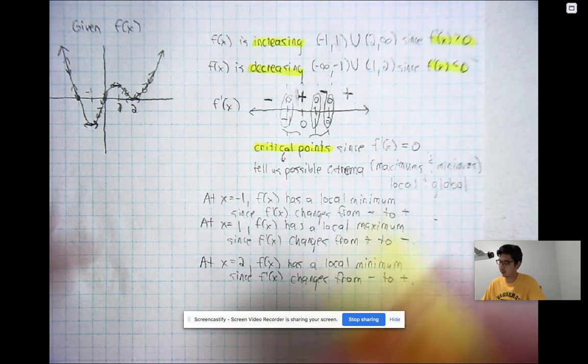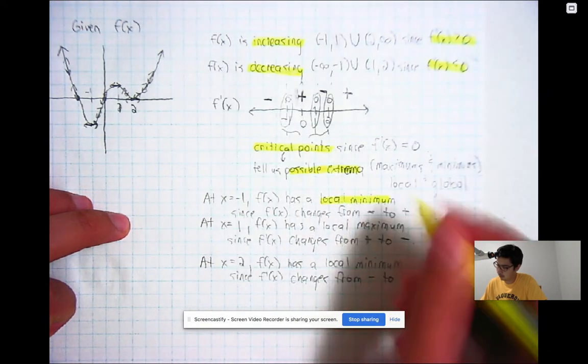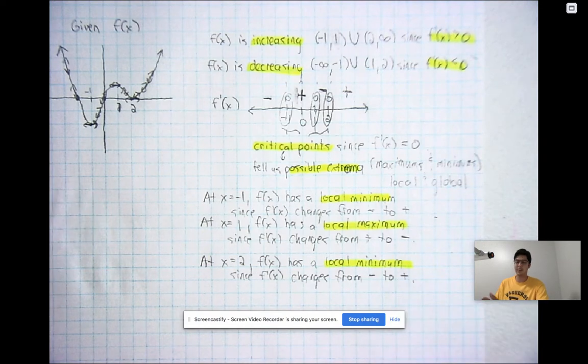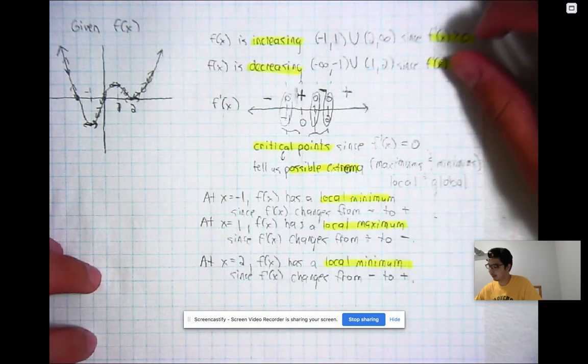So critical points tell us possible extrema. In these cases, we have a local minimum, a local maximum, and another local minimum. Now remember, I said another one's global, where you can picture what's the difference between local and global. And why were these locals? Might be something to think about when we get to that definition.